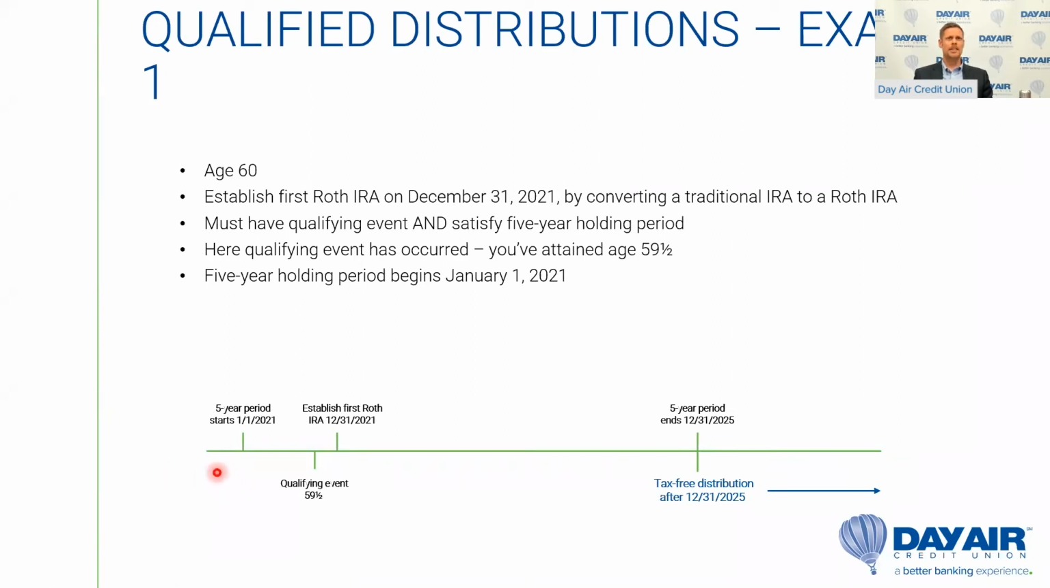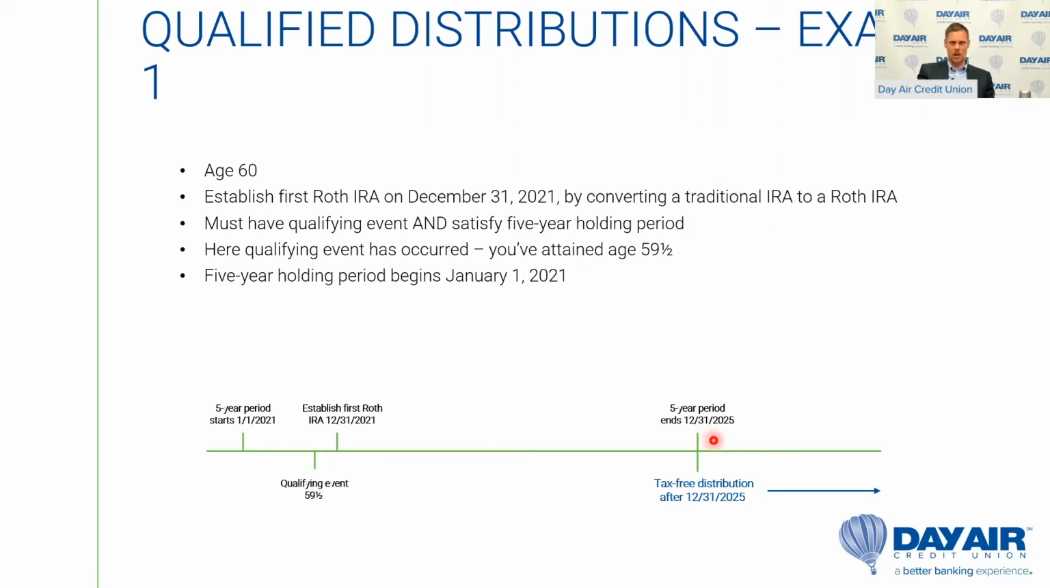So let's look at the timeline here. The money was put into the account on December 31st of 2021. However, the 5-year holding period is always January 1st, so it's backdated. So the 5-year holding period starts January 1, 2021 and ends December 31st, 2025. So that means on January 1st of 2026, the earnings would be tax-free distributions.